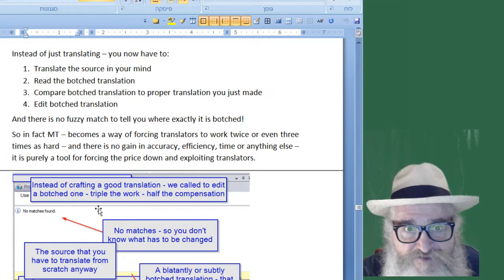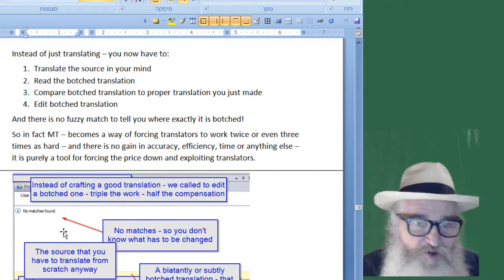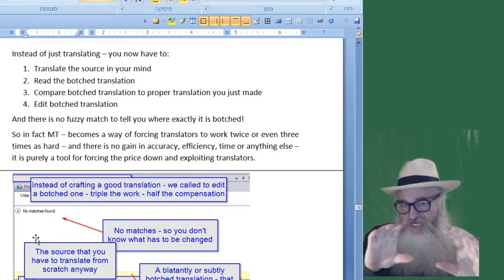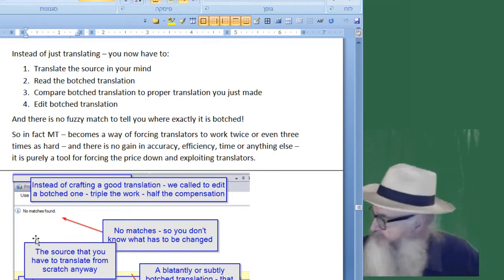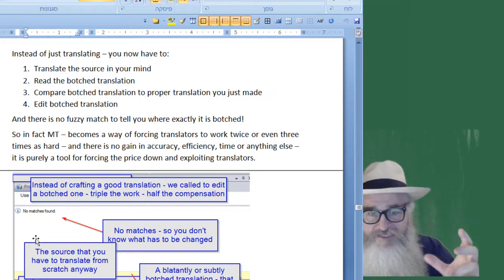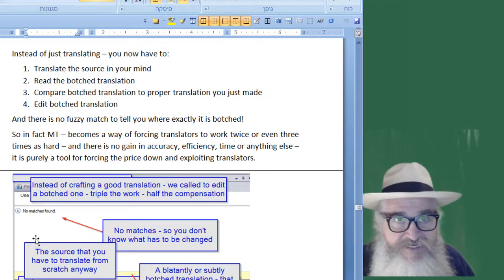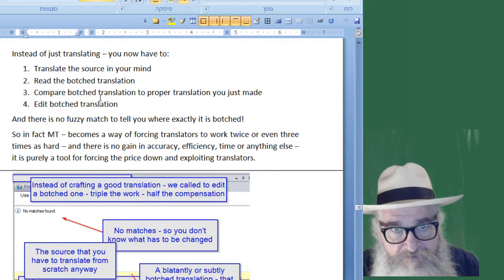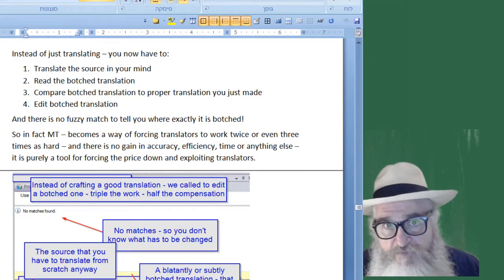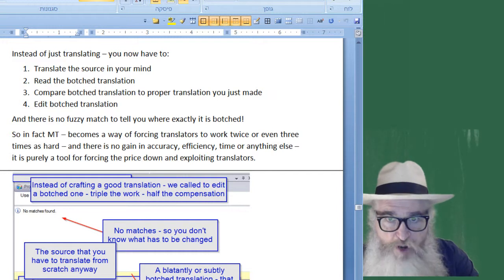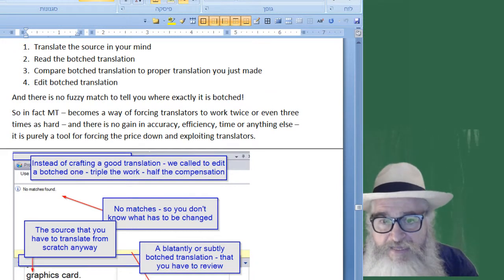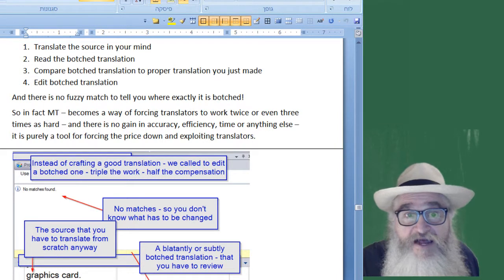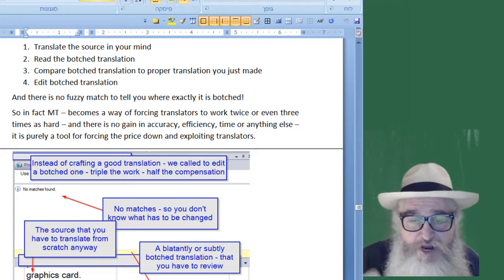Okay, before we start, please note, no matches. There is no fuzzy match here. It's just a string and someone just slapdashed some words that are supposed to reflect this source. So instead of just translating, you now have to translate the source in your mind, read the botched translation that the machine produced, compare the botched translation to the proper translation that you just made in your mind, and edit the botched translation. And this is the clincher here: there's not even a fuzzy match to tell you exactly where it was botched.